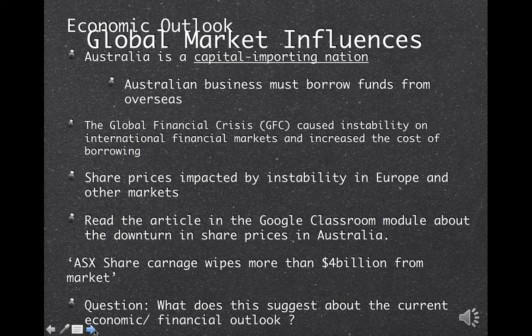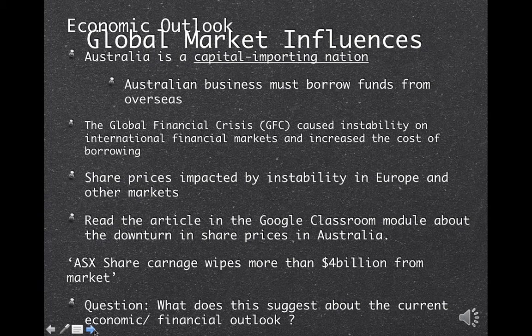Another global market influence is the economic outlook. Australia as a country is what's known as capital importing, which means we don't have enough money to go around to do all the things we want to do in business. So we must import capital from outside of Australia. The global financial crisis, which was in 2007, 2008, up to 2009, caused massive instability around international financial markets and also in Australia. At the same time, share prices went down, and that was causing instability in Europe. That meant that there was not a lot of money around the world to be distributed. Banks were very unsure about lending money to lots of different companies and businesses and banks around the world.